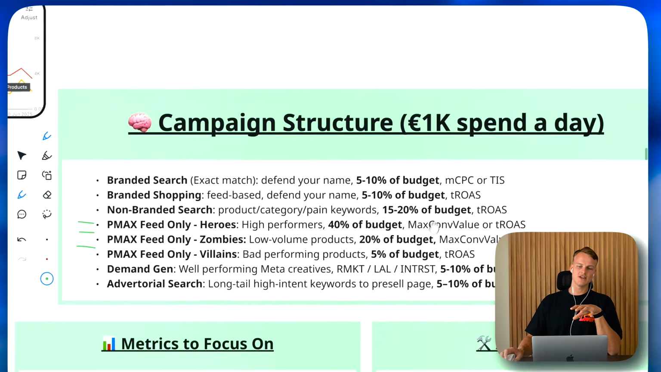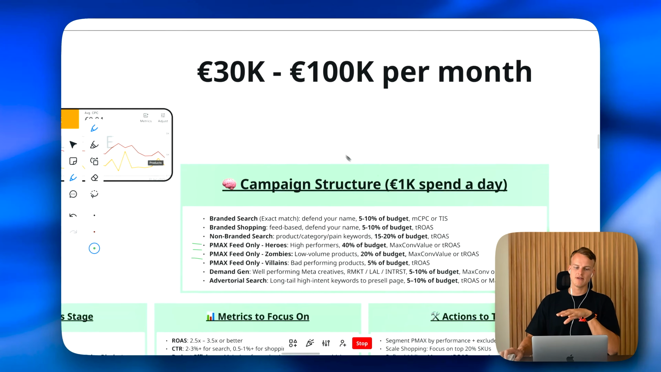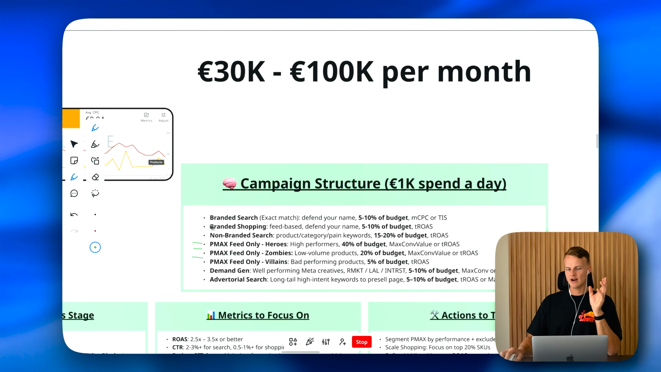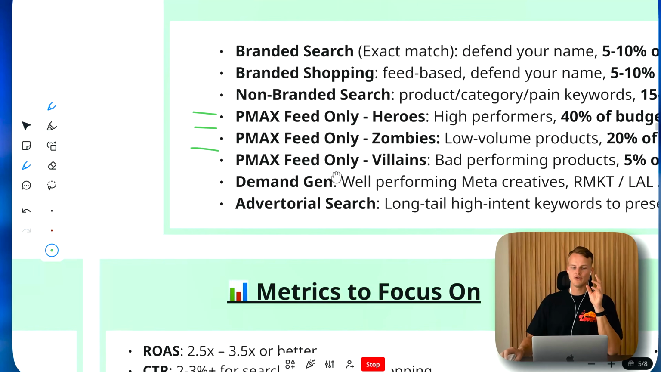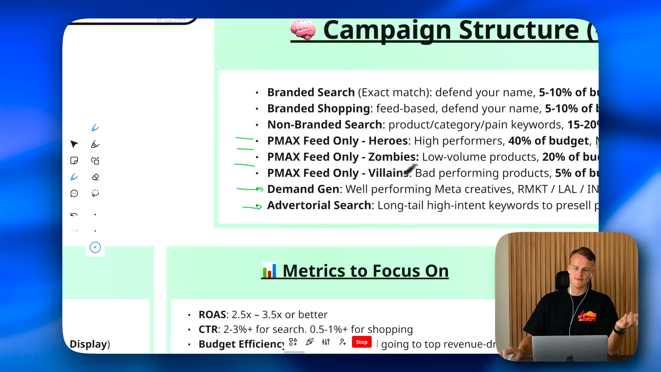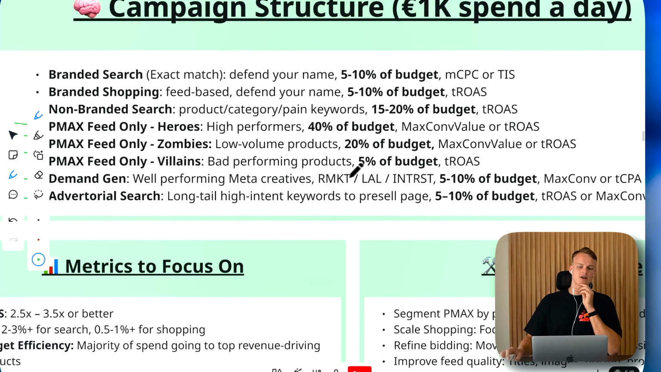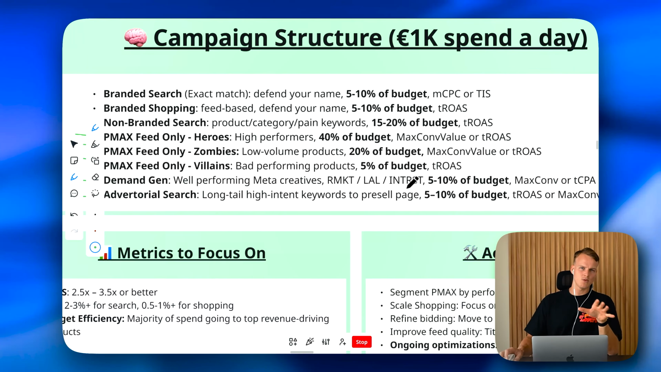And this is also the stage, because as you can see, it's a pretty big step to go from 30 to 100K a month, where it's pretty essential to use more top of funnel campaigns. So let's say demand gen for top of funnel and remarketing, and then advertorial campaigns to get in new customers who don't know your brand yet, or even the solution that your product provides, right? You want to use demand gen at 5 to 10% of your budget, so remarketing or lookalike or interest, just to test the waters. If it's going well, you can increase the budget, obviously.